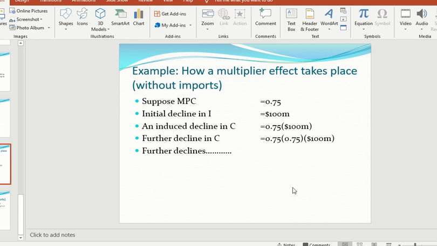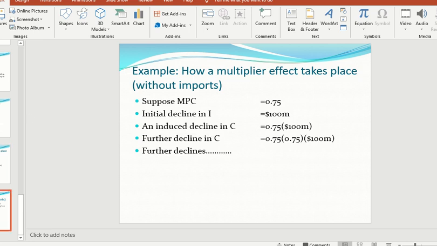So what happens here is an initial decline in investment by Google translates into a loss of income of some economic entities in the economy. These economic entities cut down on consumption, which translates into further loss of income of other economic entities, which translates into further decline in consumption, and so on and so forth. So that's how we get the multiplier effect. That's a long story.